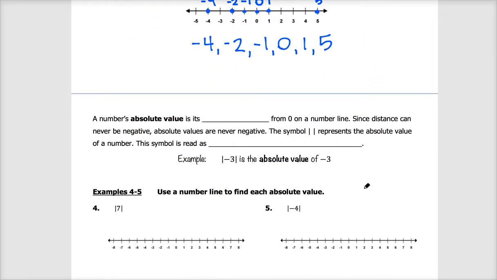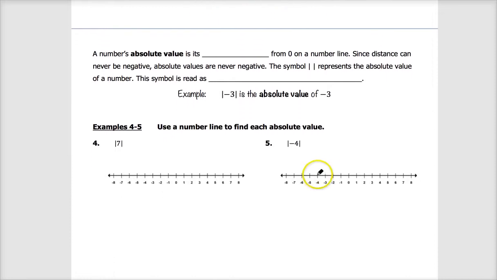Okay, on the back side, we're going to talk about one more vocabulary word now, and that word is absolute value. A number's absolute value simply refers to its distance from 0 on a number line. Because distance can't be negative, for instance, if we said that your house is 2 miles away from school, well, that could be 2 miles north, south, east, or west. Okay, we don't measure distance with a negative sign typically. Absolute values are therefore never negative.